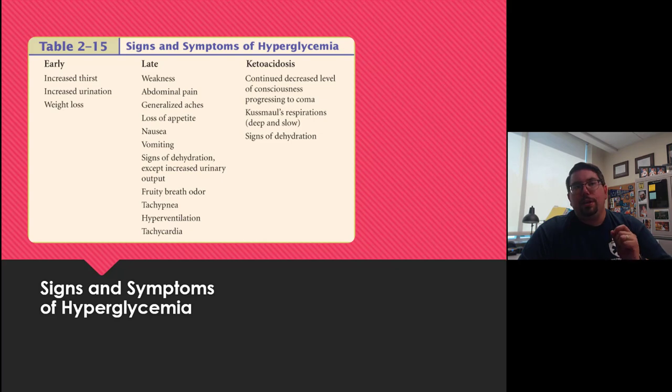For ketoacidosis, again, continued decreased level of consciousness, progressing into a coma, Kussmaul's respirations, very deep and slow, and then excessive signs of dehydration.